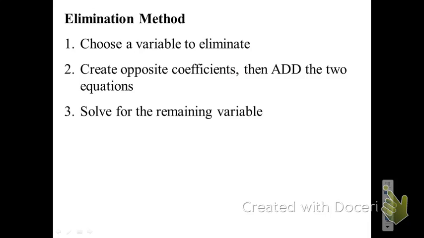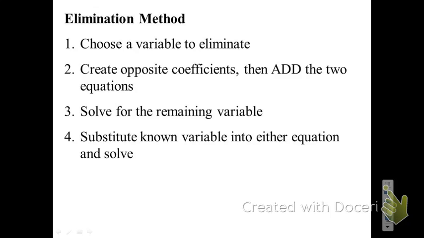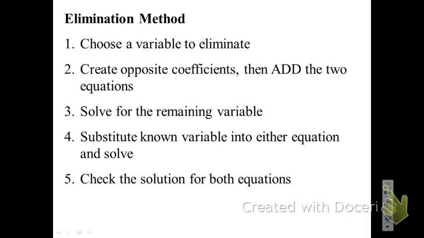Your next step is to solve for the remaining variable. Once you've eliminated one of the variables in step 2, then you only have one variable left in step 3 to solve for. In step 4, you're going to substitute that known variable into either equation and solve, but I would say either original equation before you do any changes. And then your last step is to check your solution.